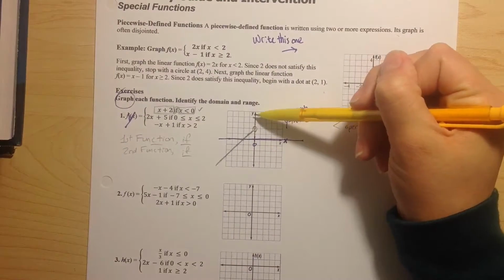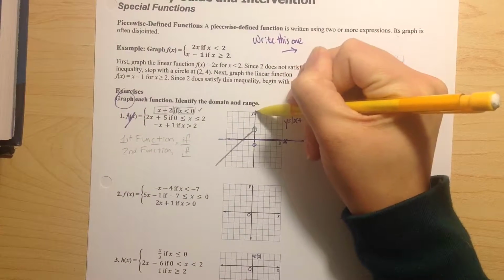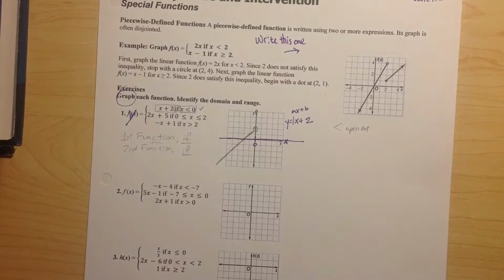1, 2, 3, 4, 5. That's my y-intercept. My slope is 2. Yep, I'm going to go off the graph, but that's okay. I will draw some extra lines on.